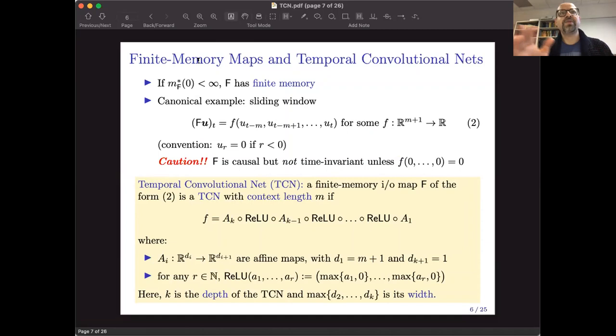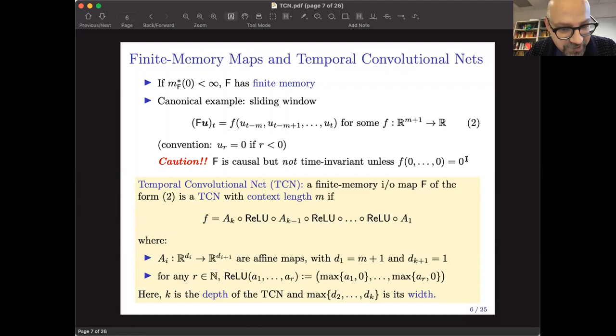So a canonical example is a sliding window map, right? Each time T, you ignore the input outside of a window of length M, and that determines the output. And again, we have to set the input to zero at negative indices. And of course, this F is going to be causal, but it's not going to be time invariant unless this readout nonlinearity sends the all-zero vector to zero. Again, this is an artifact of the one-sidedness of your inputs.